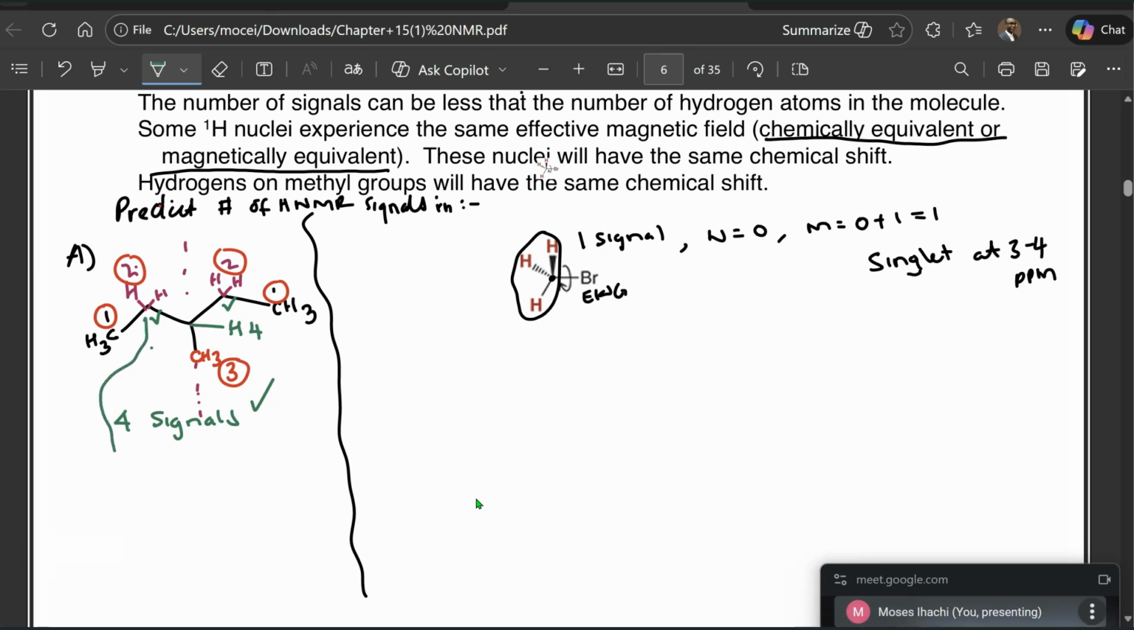N for this is... Tell me, what is the value of the number of neighboring hydrogens for that CH2? So would it be 3? It would be 4 because there's that neighboring hydrogen. Therefore, m is 5. We call this a quintet. Some people call this a pentet. And it's shielded, going to be somewhere between 0 and 1 parts per million.